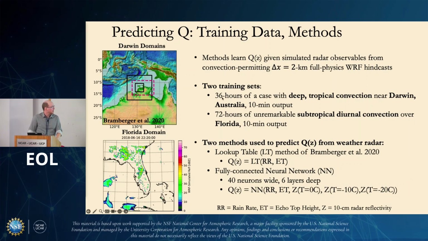In terms of training data sets, there are two. There's one of deep tropical convection near Darwin, Australia. That was from a previous study. And then I also did some simulations of unremarkable subtropical convection over Florida. In terms of the two methods, we used a lookup table, which is essentially just binning diabatic heating profiles and averaging them over rain rate and echo top height bins. And then, developed as part of this work, I trained neural networks to take in those same input variables estimated from radar, as well as reflectivities at 3 different levels.